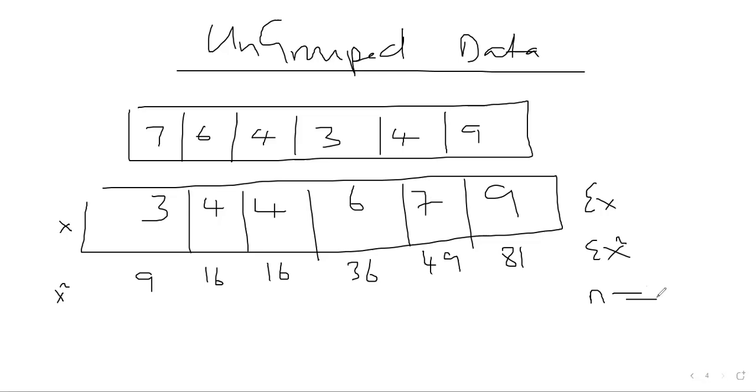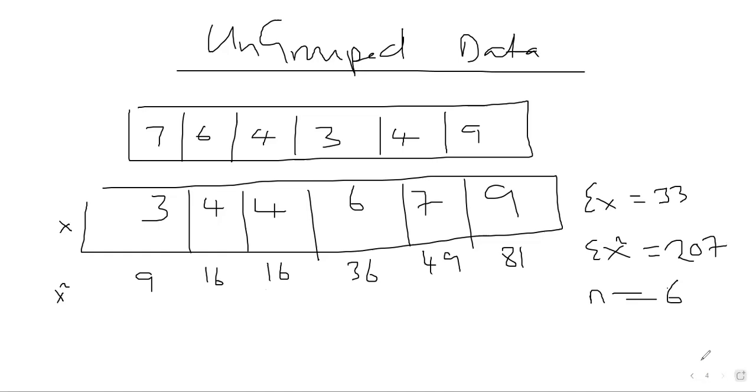So let's add. We have 3 plus 4 plus 4 plus 6 plus 7 plus 9. The total we get here is 33. When we add the squared totals, the total we get is 207. Then our sample size is 6.